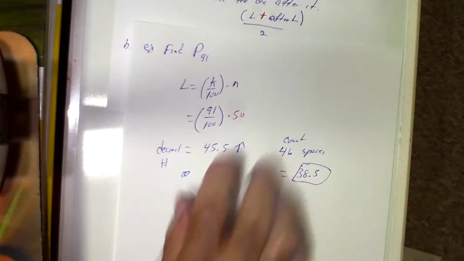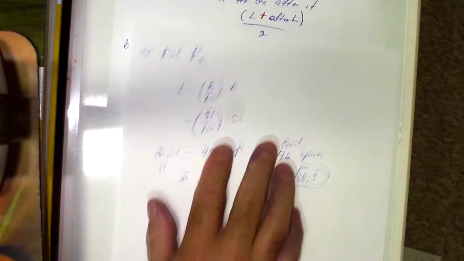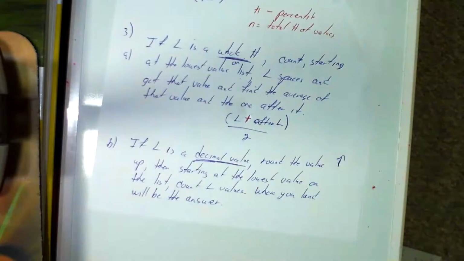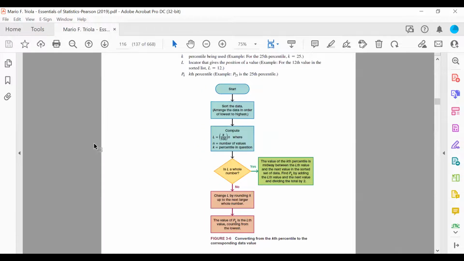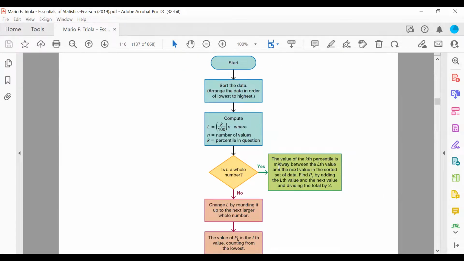There you go. So you're probably going to need this for your test to distinguish between which is which, right? Or you can use the flowchart. Either one, it's the same thing. It's just that mine is written in English. This one's written in some sort of language. But either one we can use. Okay, so that's how you go about converting a percentile to a data value.